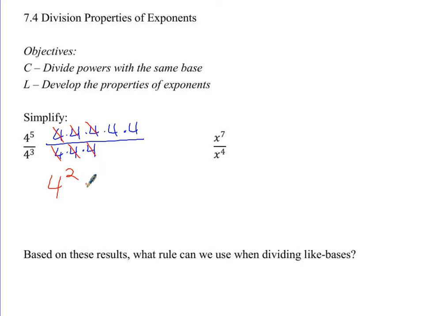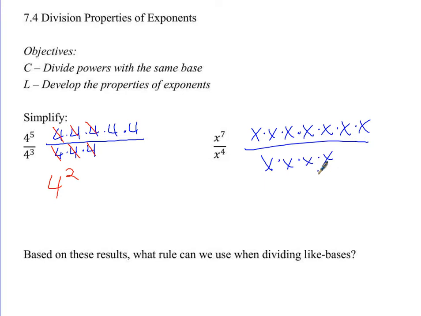So let's take a look at the other one over here with a variable this time instead of a number. I want to write this one out as well. What am I going to write? x times x times x times x times x times x times x divided by x times x times x times x. And you already see what the answer is going to be, but I want to finish this off.